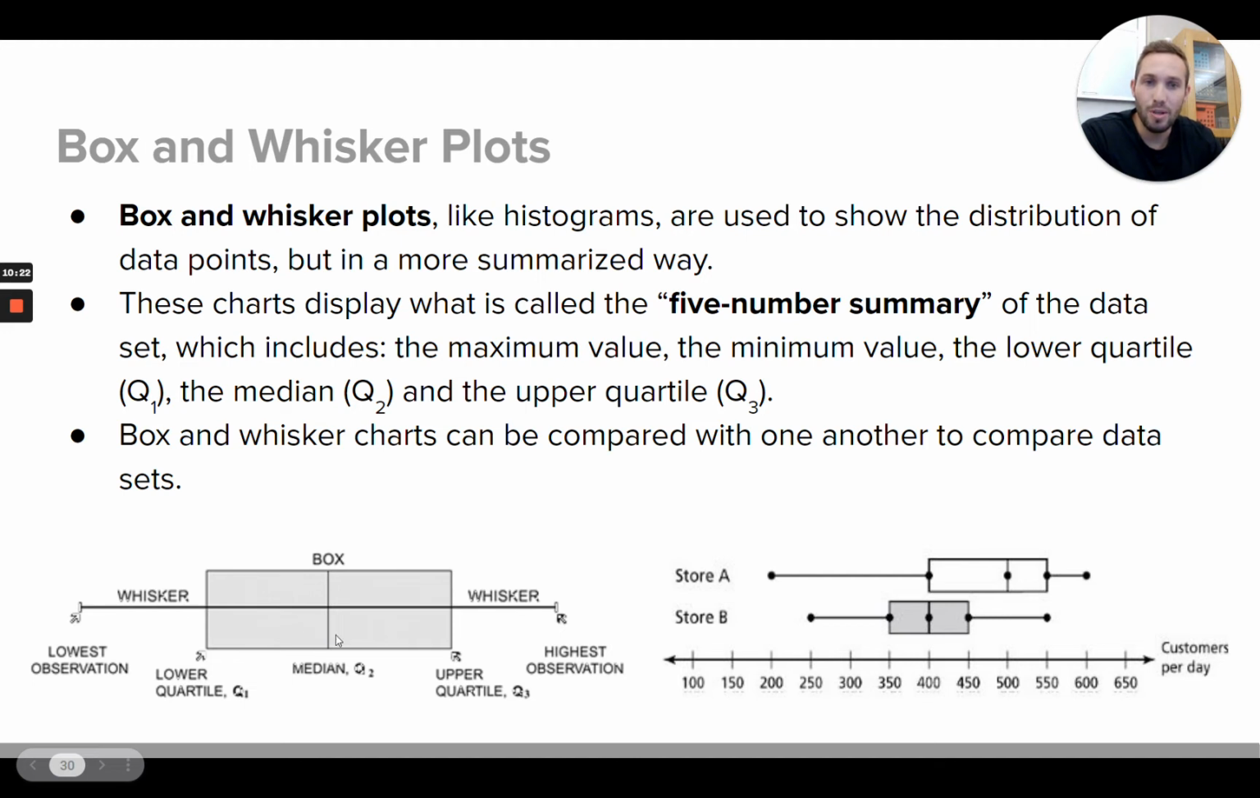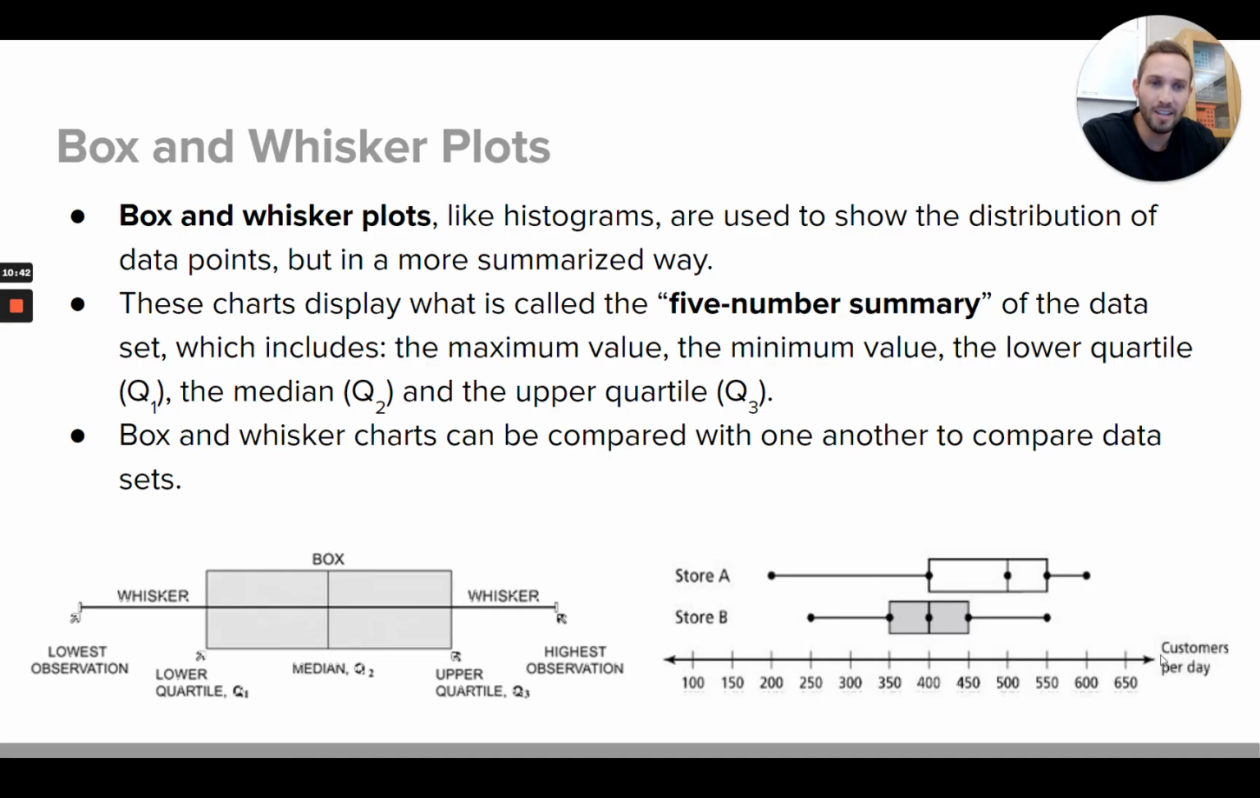And so what you end up doing is you basically end up dividing your data into fourths. You have this fourth, this fourth, this fourth, and this fourth. And each of those chunks actually represent 25% of the data points. So if you look over here, we can actually use this to compare the distribution between different things.